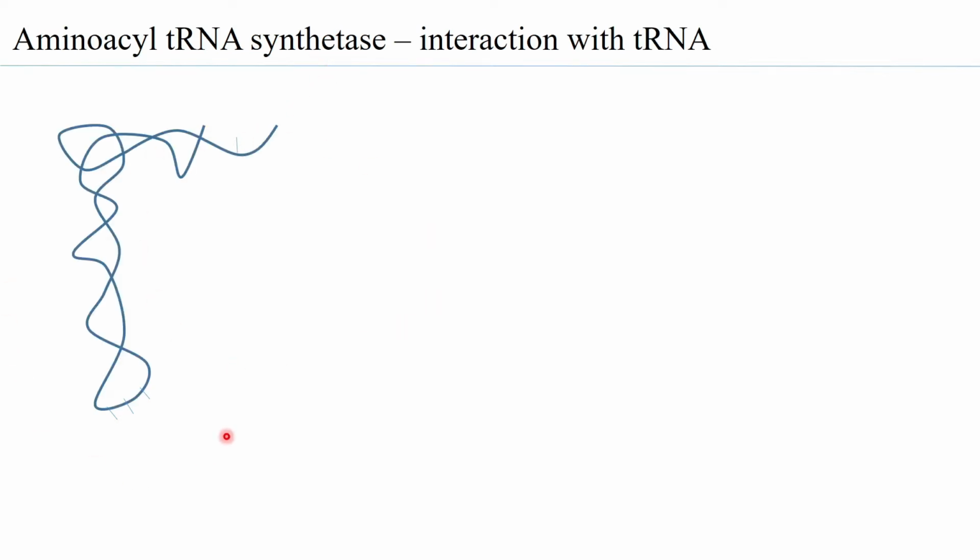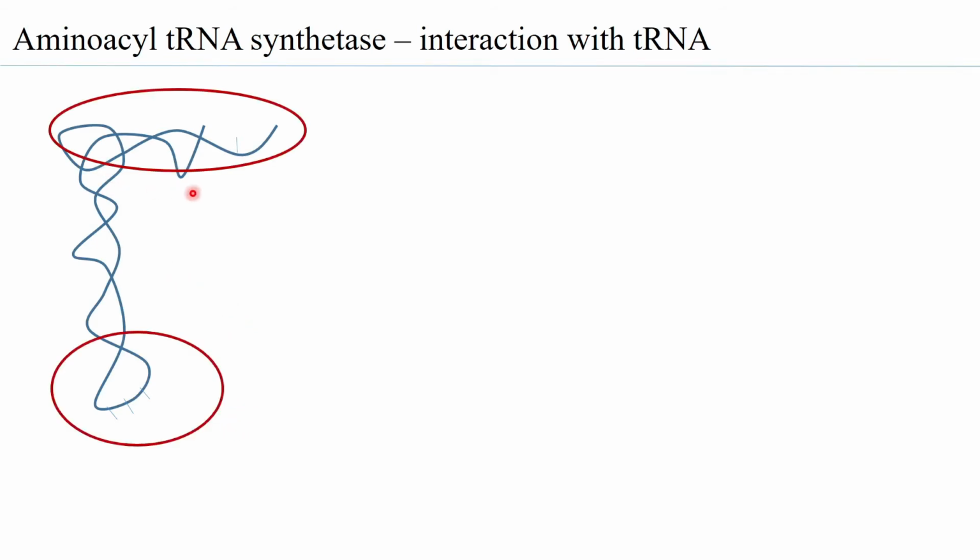So let's say for example you have the tRNA, and what is observed is that both the acceptor arm of the tRNA, especially when it is in its tertiary structure, and the anticodon region of the tRNA, both these regions are recognition specificity determinants. That means the aminoacyl tRNA synthetase is looking at interactions that it can make with both the acceptor arm and the anticodon arm, thereby ensuring that it recognizes the correct tRNA.